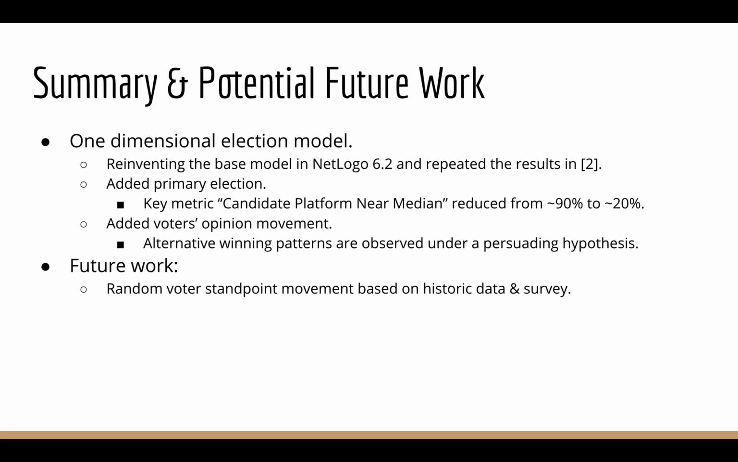To summarize, I reinvented the base one-dimensional election model in NetLogo 2.6.2 and verified the median voter results observed in 2004. Next, I added the primary election, which reduced the key metric, candidate platform near median, from 90% to 20%, which is consistent with our recent election reality. Last, I added the voters' opinion movement based on a hypothesis and observed alternating winning patterns, which is very close to reality.